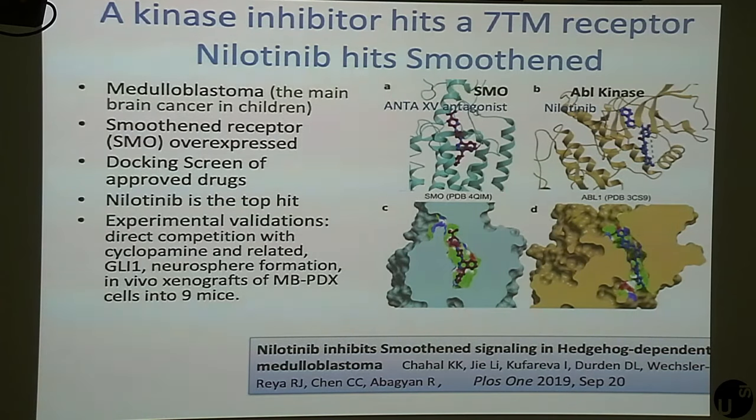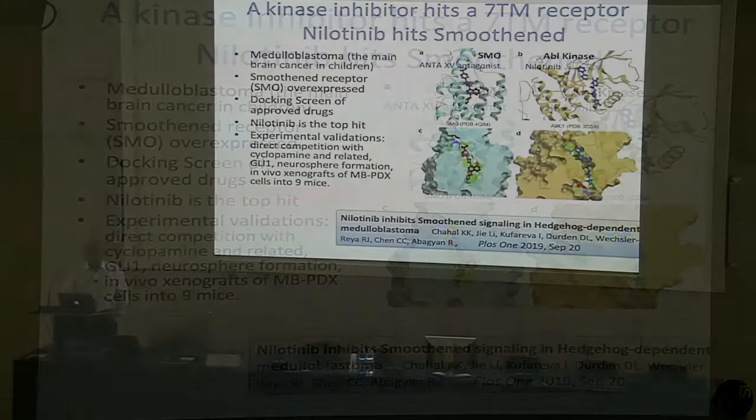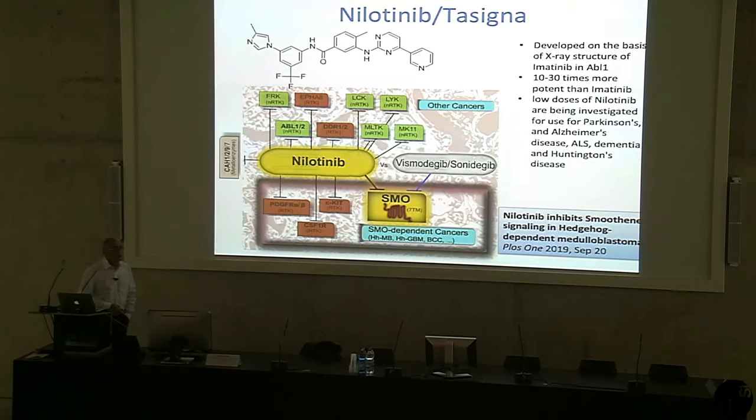But for some reason, the pocket is also kind of elongated, but different in shape. Because nilotinib is a flexible molecule, it can rearrange and bind tightly. And we have done the experiments, including xenografts in mice and even the brain, and showed that nilotinib, in addition to what was known before, also hits the smoothened receptor, again through docking and experiment.